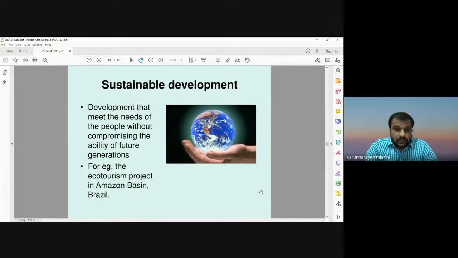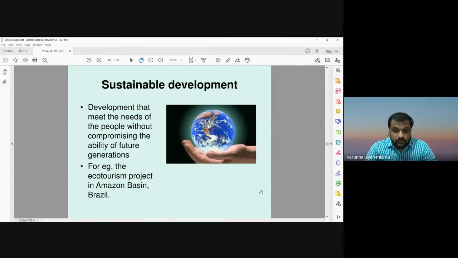If we are working on some developmental activities, if we are constructing something, or if we are going to develop an area, that should meet the needs of the present people, the current population, without compromising the ability of the future generation. We need to use the natural resources in such a way that they remain available for the future generation, so that they can use them. So this is about sustainable development.